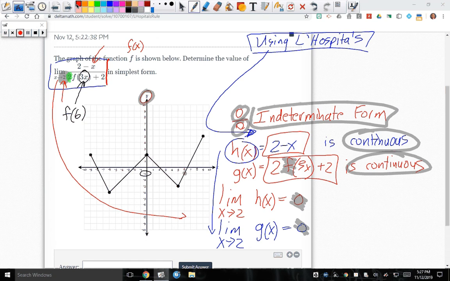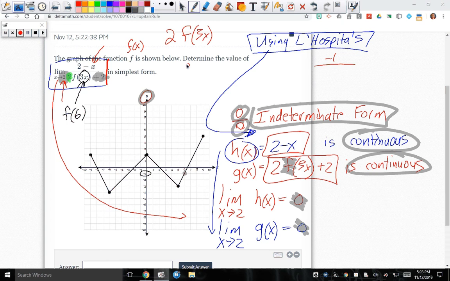We're going to now do the derivative of the top and the bottom. So what's the derivative of the top piece? Negative 1. So the derivative of the top piece is now this, and then what is the derivative of the bottom piece? So let's look at this 2. What's the derivative of that 2? 0. And so now I'm looking at this.